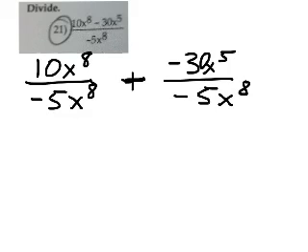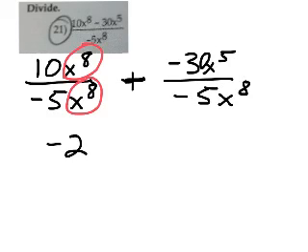10x to the 8th. Now notice that both of these are the same. If both of those are the same, when they divide, it's going to be 1. Okay, but the numbers aren't the same. 10 divided by negative 5 is a negative 2. So the answer is a negative 2, or negative 2 times 1. So all we need is that negative 2. All right, we'll do the other one.